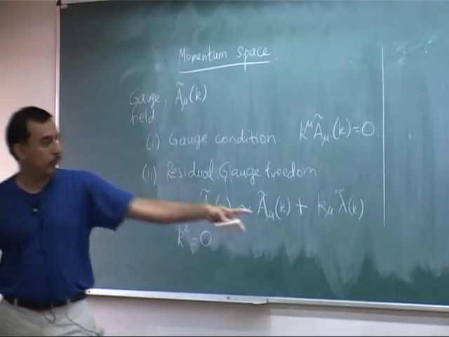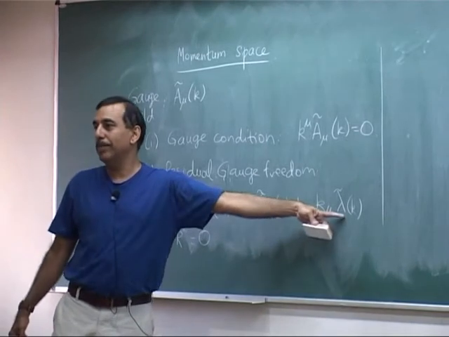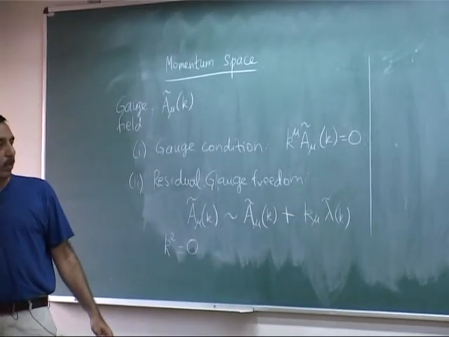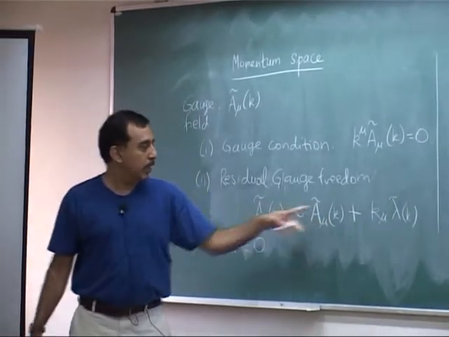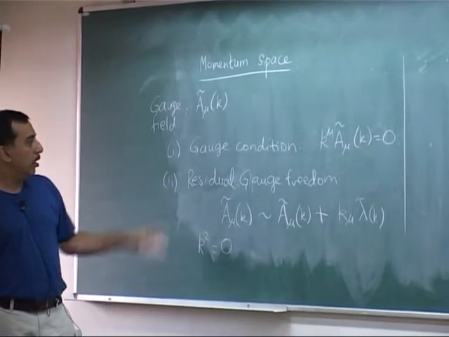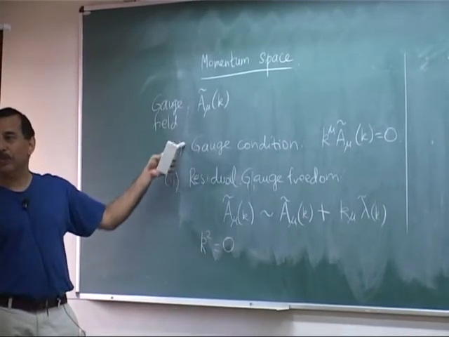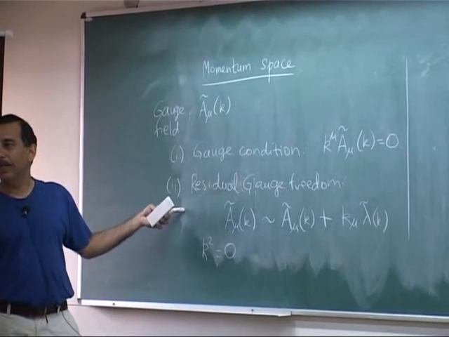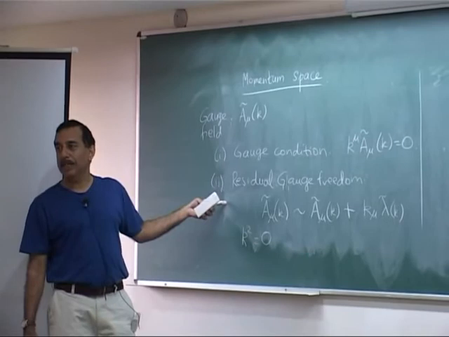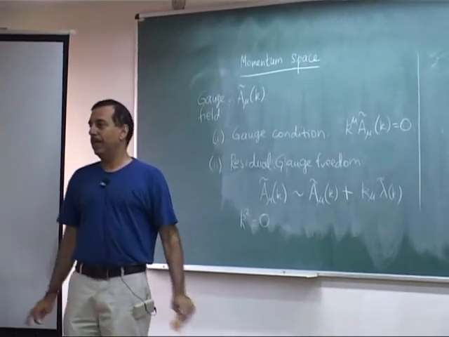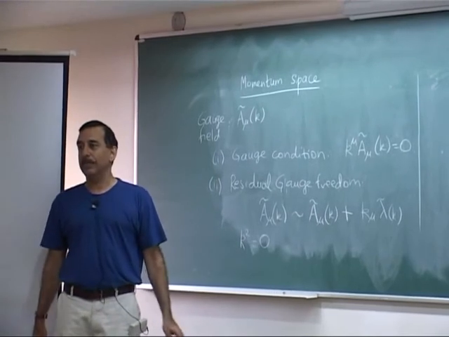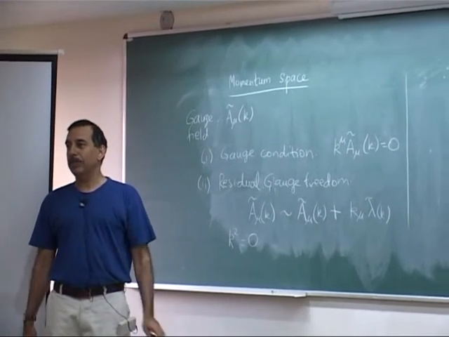Which is this: I can shift A mu by k mu times any function as long as k squared is 0, because then you see that this preserves the first gauge condition. So what we'll see now is that these two facts, one condition and one residual gauge freedom, remove 2 out of the 4 physical polarizations of the gauge field and leave us back to 2. This time we'll also be able to see something which we know intuitively. Which ones should be removed?